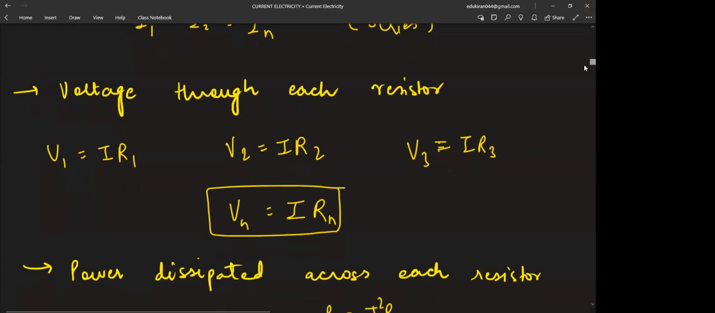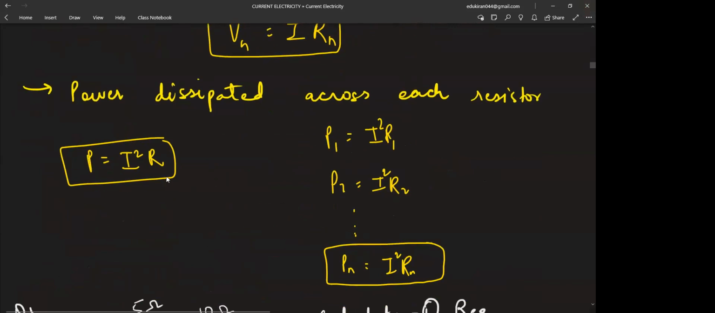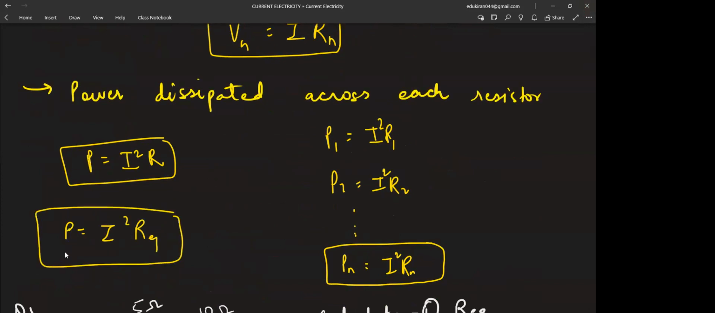All right. Then power dissipated. P is equal to I square R. Now look, if we write P is equal to I square R equivalent, that gives the total power. And P1 is equal to I square R1, P2 is equal to I square R2, till Pn is equal to I square Rn, like this. Write down.